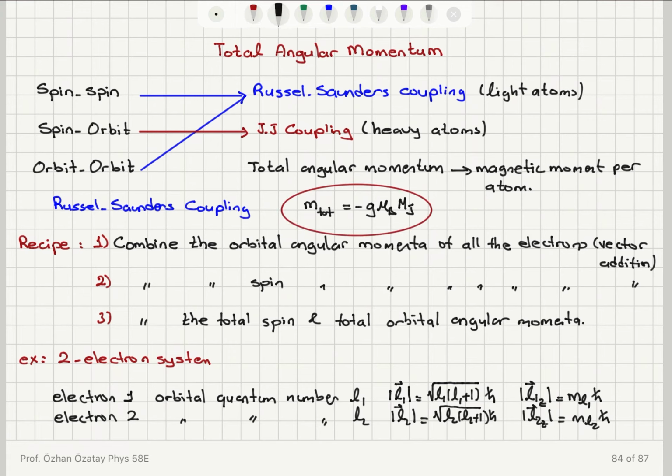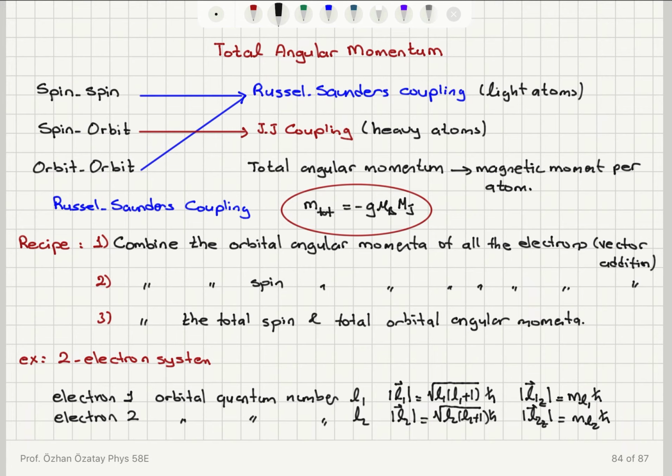So we find that we need the total angular momentum quantum number, especially the total magnetic quantum number. We have three possible types of interaction we can consider: spin-spin, spin-orbit, and orbit-orbit interaction. In light atoms, where spin-spin and orbit-orbit interactions dominate, we use the Russell-Saunders coupling scheme. If spin-orbit coupling is the dominant term, then we use the JJ coupling scheme. This is correct for heavy atoms. In Russell-Saunders coupling, we combine the orbital angular momenta of all electrons, then combine the spin angular momenta of all electrons, and then add the total spin and total orbital angular momenta to get the total angular momentum quantum number, capital J.